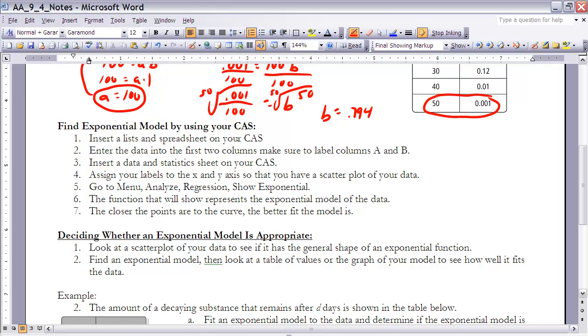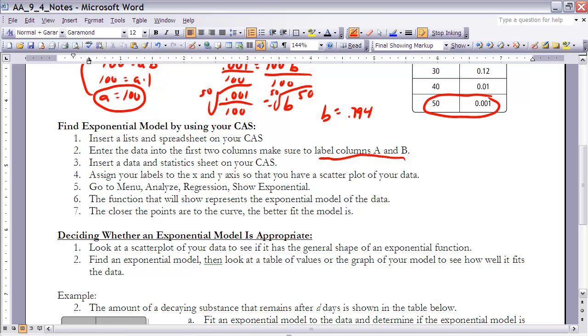We're going to label the two columns. That's important, that labeling of the two columns. If you don't do that, it's going to be kind of impossible for us to make those next steps. So make sure that you label the two columns, and then you want to go ahead and enter all of that data in those first two columns.